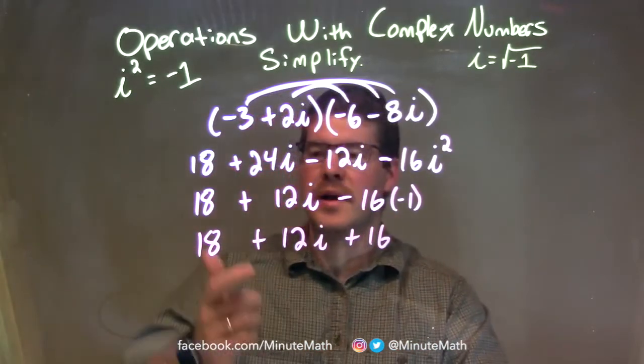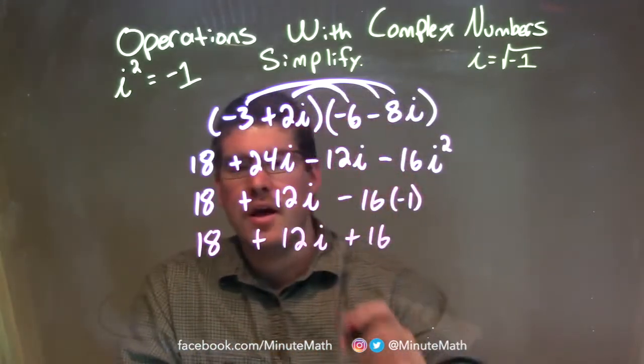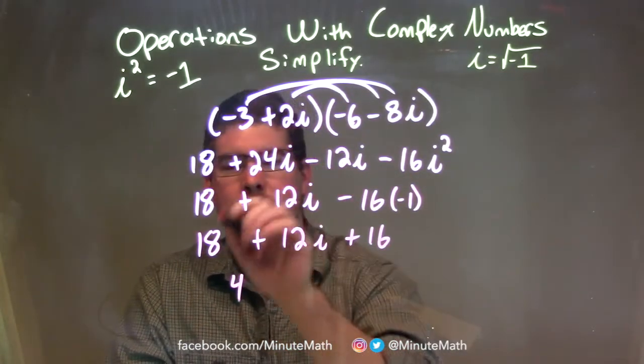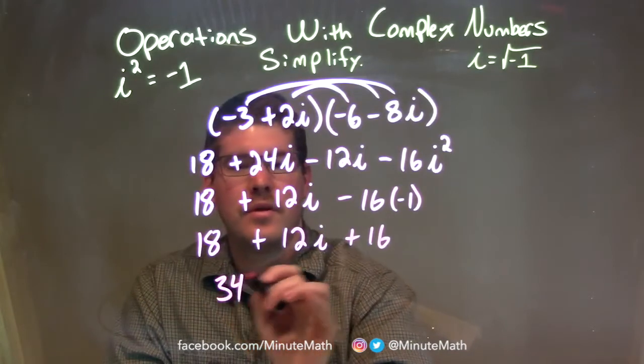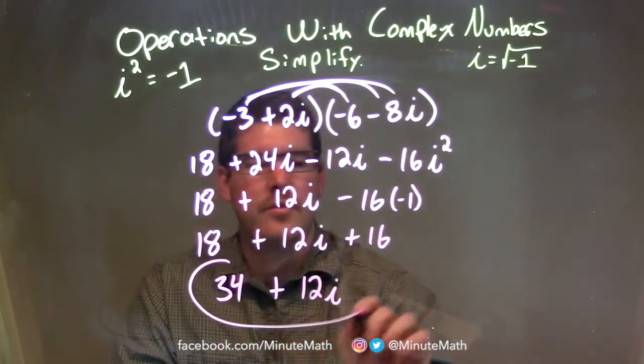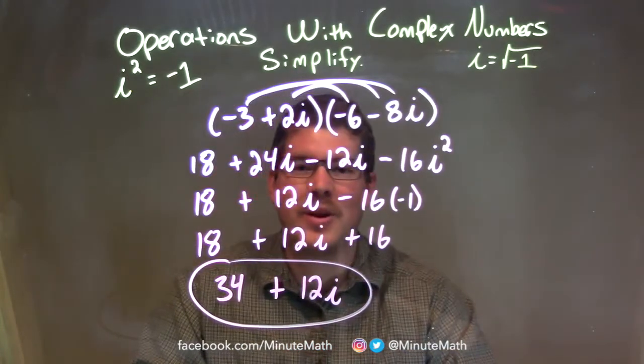So now let's combine 18 and 16 together. And that comes out to be, there's a 4 there, carry the 1, 34. 34 plus, bring down the 12i, and there we have it. Our final answer here is just 34 plus 12i.